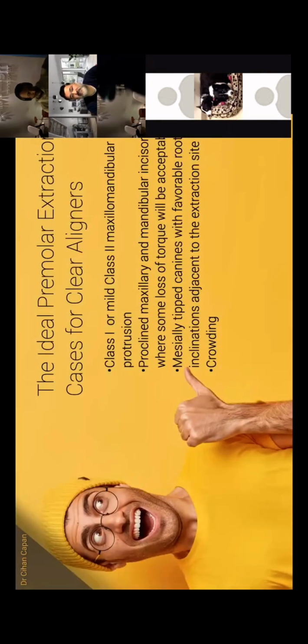So which are ideal for premolar extraction cases for clear aligners? If we have class 1 or mild class 2 maxillomandibular protrusion, these are good cases. And proclined maxillary and mandibular incisors, where some loss of torque will be acceptable, are good cases for extraction. Mesially tipped canines with favorable root inclinations adjacent to the extraction sites are good cases for extraction. And crowding. Crowding is our friend for extraction cases.